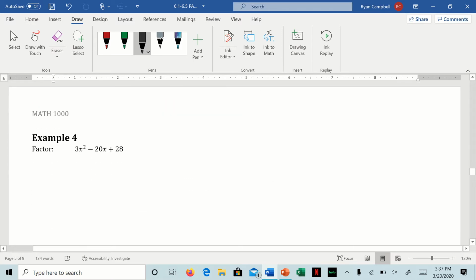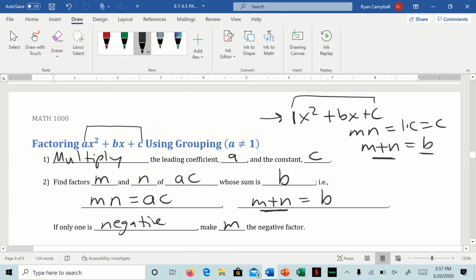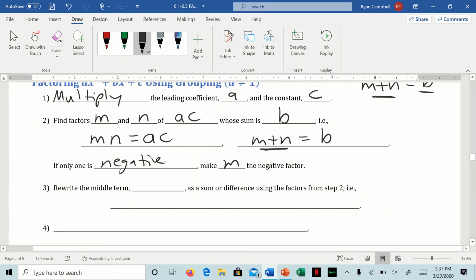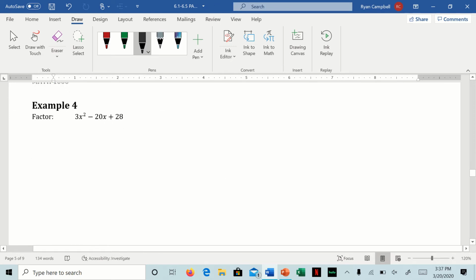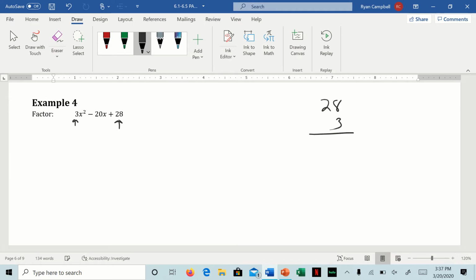All right, so here's that example that we've been talking about for a while now. So step 1, multiply a times c. So a times c is going to be 3 times 28. So 28 times 3, 4, carry the 2, right? 24. 3 times 2 is 6, plus 2, 84. So basically we need to know what two numbers multiply to get us 84 and add to get us negative 20, that middle number.